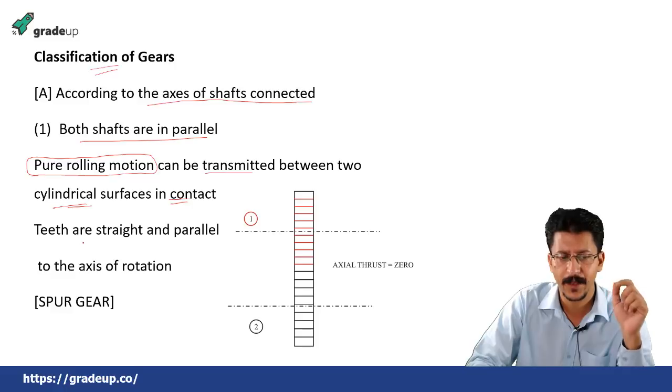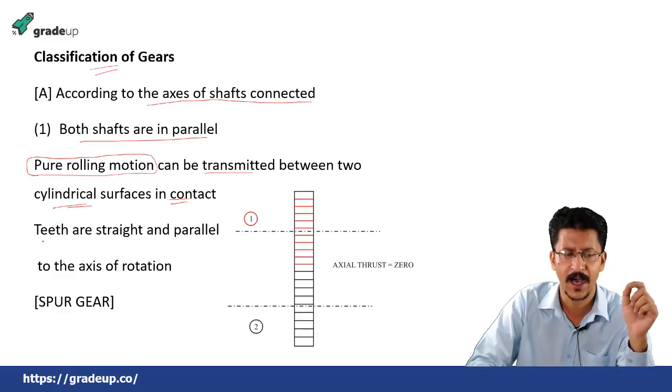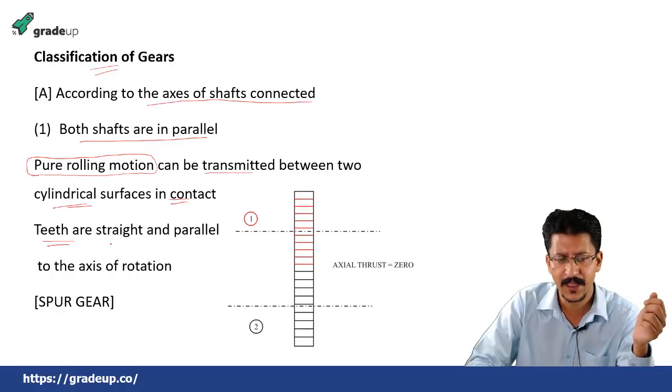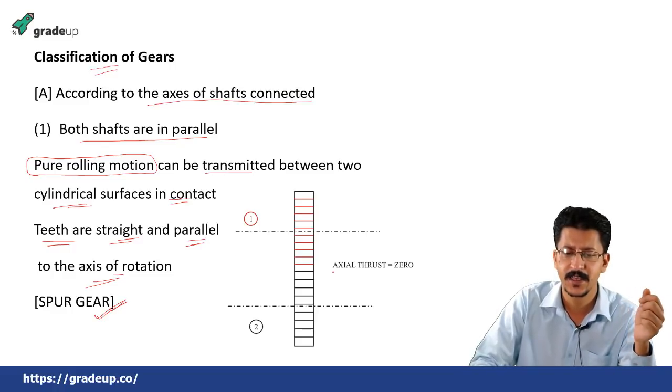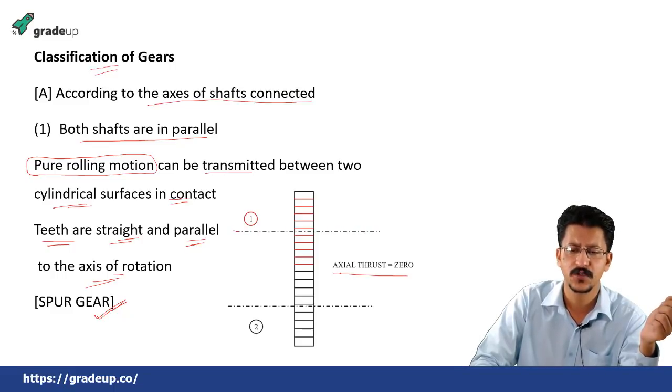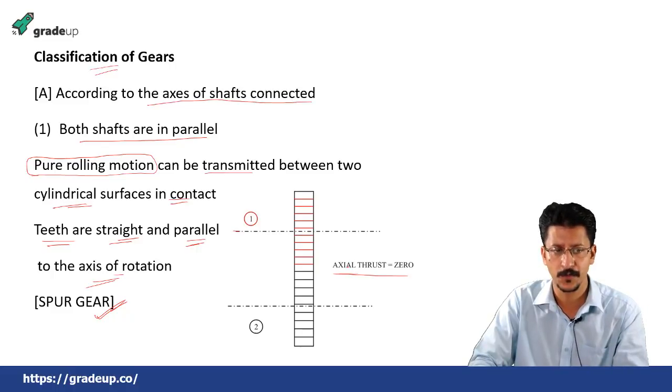In that case, if the teeth are straight, because if there is a gear, it will have some teeth. If teeth are straight and parallel to the axis of rotation, it is known as a spur gear. S-P-U-R, spur gear. When the teeth are straight and parallel to the axis of rotation, it is known as spur gear. In this case, the axial thrust is equal to 0, because this is the axis and along this axis no force is going to act. So the axial thrust is equal to 0.